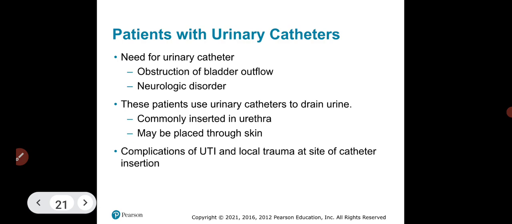Patients with urinary catheters. The need for a urinary catheter, obstruction of bladder outflow, or a neurological disorder. These patients use urinary catheters to drain urine, commonly inserted in the urethra, may be placed through the skin. Complications of UTI and local trauma at site of catheter insertion.